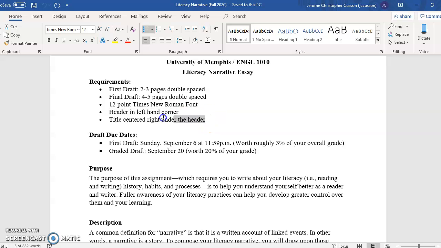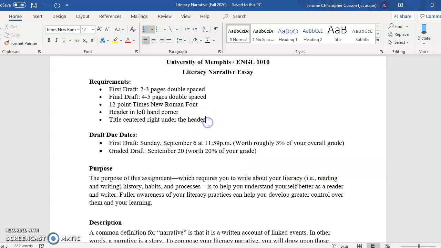And then you have a title, which is centered right under the header. Don't try to play the spacing games where you click return 5 times to enter the title, then click another 5 times to start your essay. I do want to see just the double spacing. I don't want to see any extra spaces between the header, between the title, and between the title and the rest of your paper. So those are going to be the requirements.